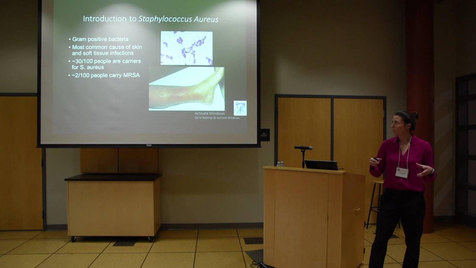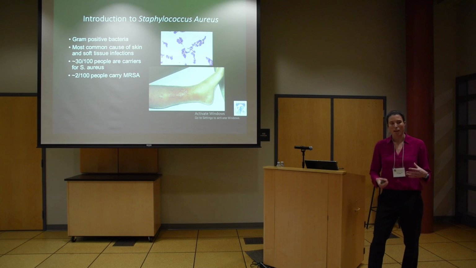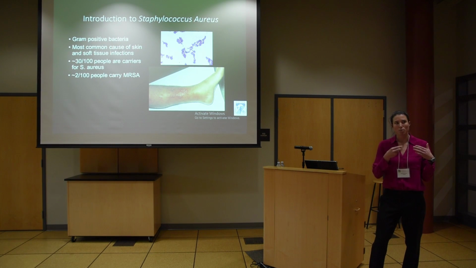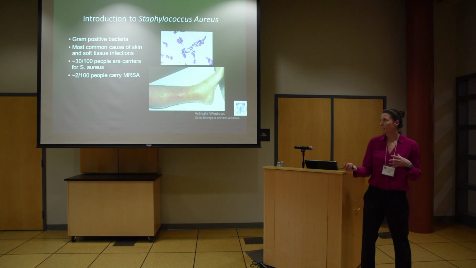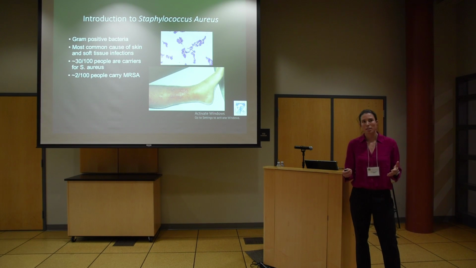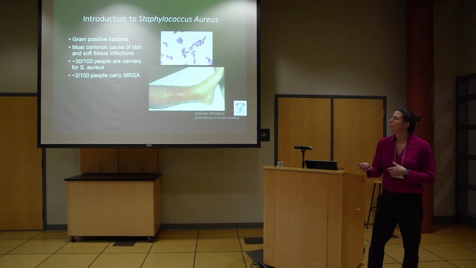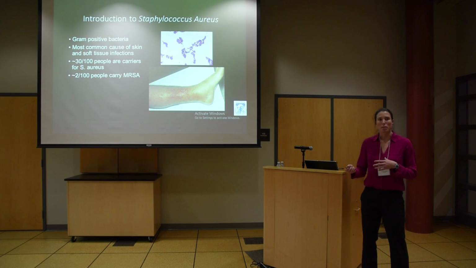You can see an image right here of folliculitis, which is an infection of the hair follicles. So 30 out of 100 people are carriers of Staph aureus, so you may or may not be symptomatic. It does reside in the nares, which is the nostrils. And 2 out of 100 people carry the methicillin-resistant strain of Staph aureus. Because of its prevalence and its ability to acquire resistance, we thought it would be an important organism to investigate and to look into novel therapies for.